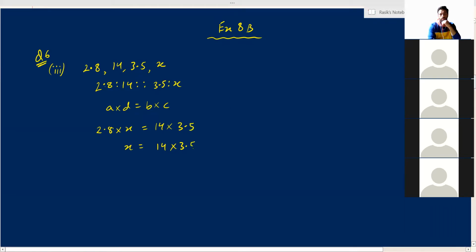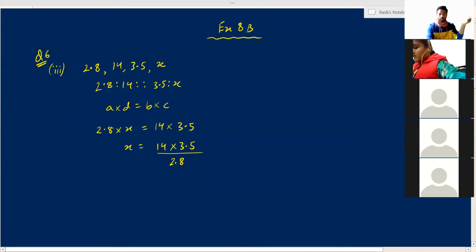Have you all understood the concept? It is the same as the last question. In the last question, the letter x was already given. Here, they have not given the number. They have said to find the fourth proportion. So you just write x in place of the fourth number.